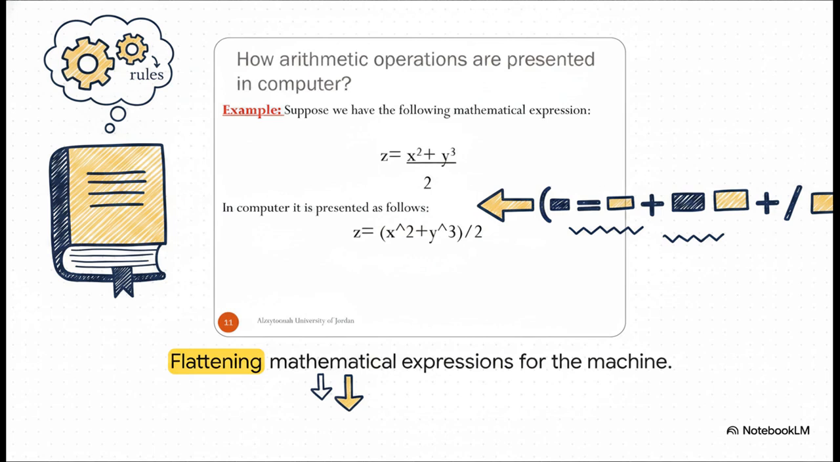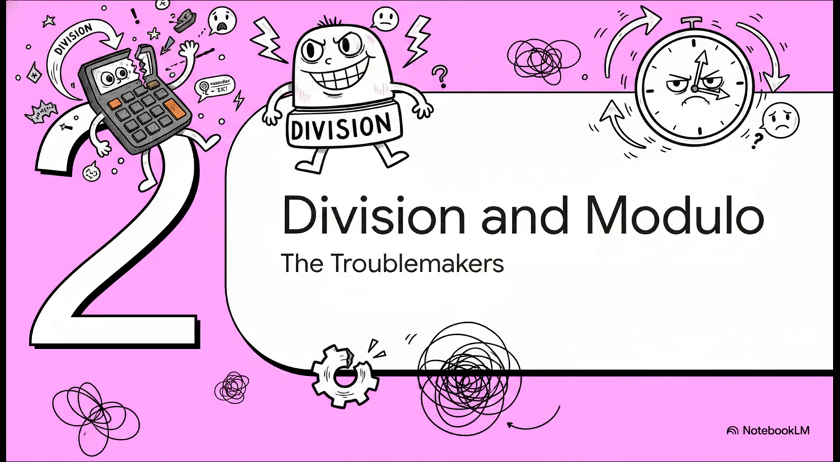In a textbook, you might see a gorgeous vertical fraction, like z equals x squared plus y cubed, all sitting neatly over a 2. But the computer demands everything be flattened out. It processes a single, rigid, linear line of text. So that vertical fraction gets squashed into z equals, open parentheses, x caret 2 plus y caret 3, close parentheses, forward slash 2. The beautiful physical structure is completely gone, replaced entirely by a pure linear sequence of strict symbolic logic.